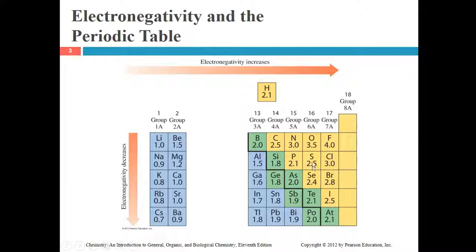So I could compare sulfur to selenium. In that case, sulfur is going to have a higher electronegativity than selenium. Not by much, don't get me wrong, but that's a generalization, and you can see differences over here. But if we're just going to compare from here to here, that's a nice generalization.